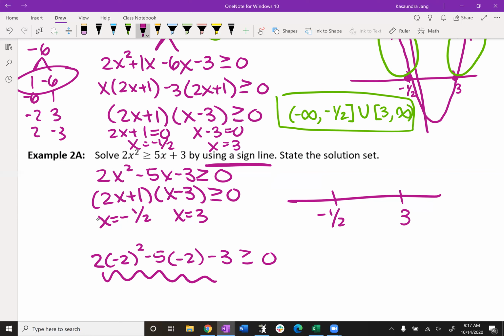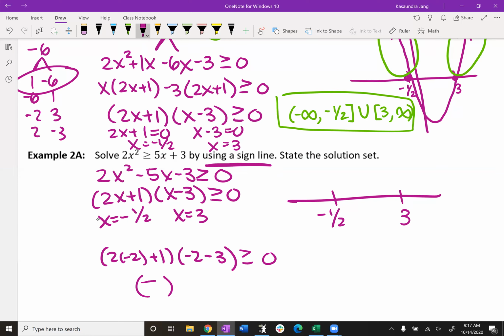Would it be easier if I did the factored form? What if I did the same thing, but in factored form? I'm still going to plug in the negative 2, like you said. But I'll do 2 times negative 2 plus 1, and then negative 2 minus 3. In the factored form, I really just care if these are positives or negatives. This is negative 4 plus 1, that's a negative. And this is like a negative 5. Is a negative times a negative greater than or equal to 0? Yeah, it's a positive. So this part works. Check mark. All right, that worked.